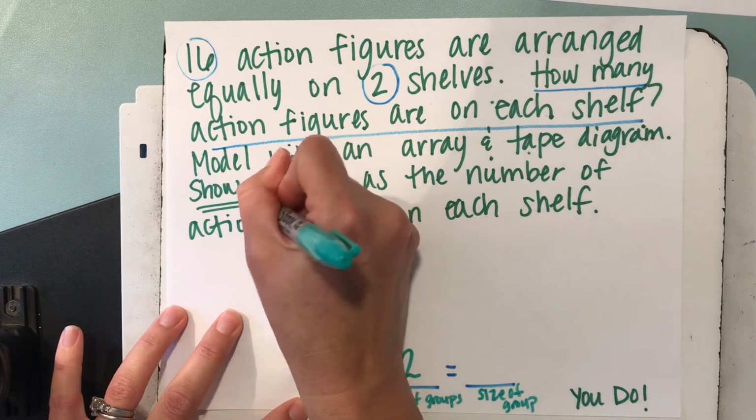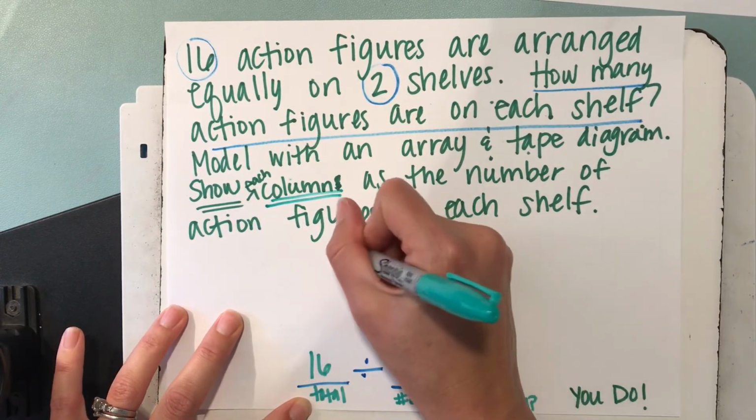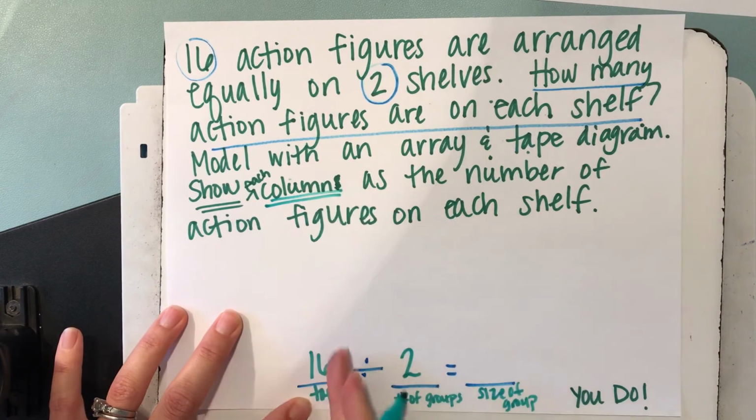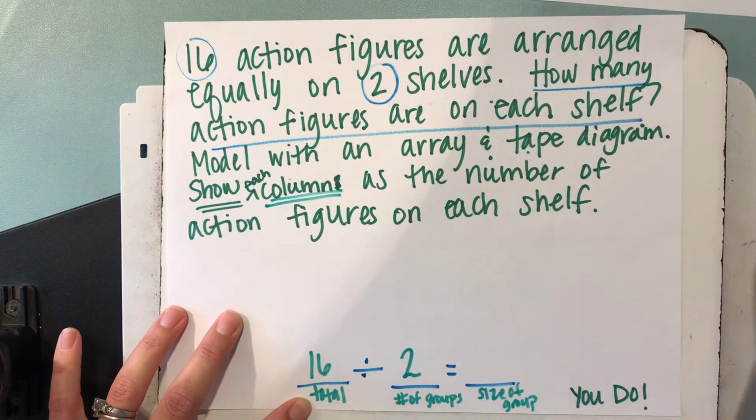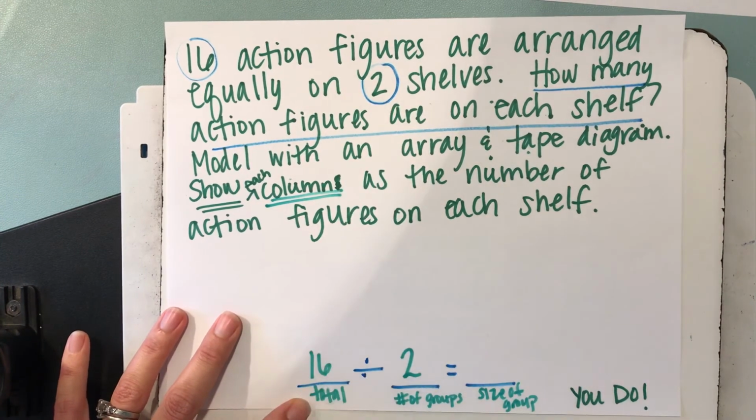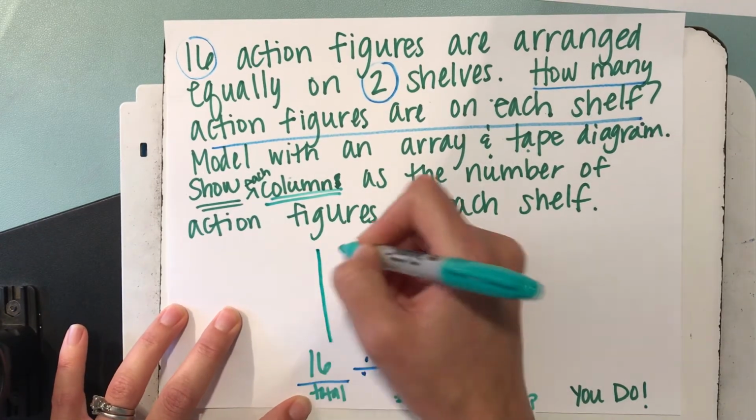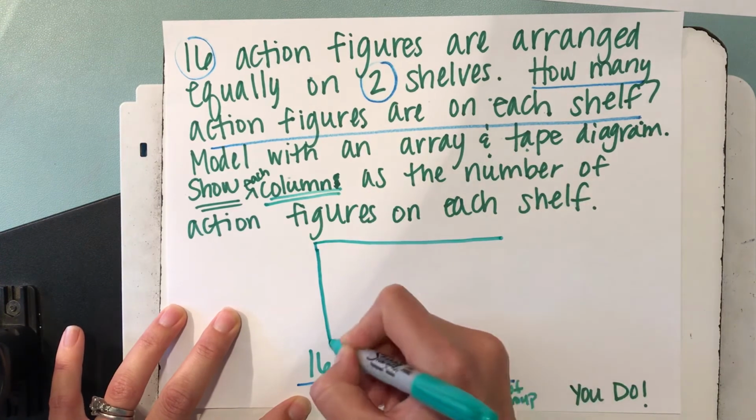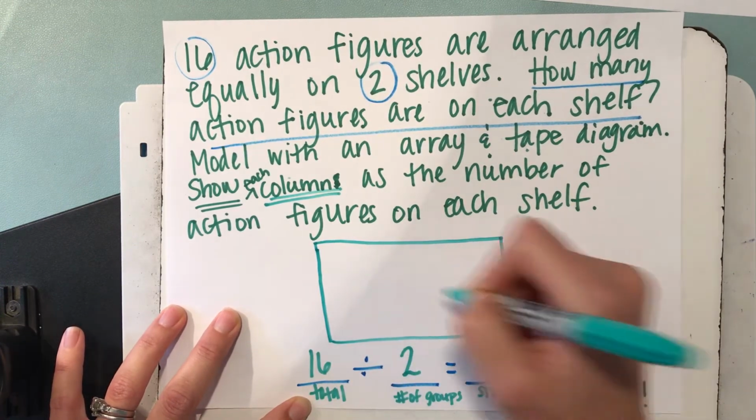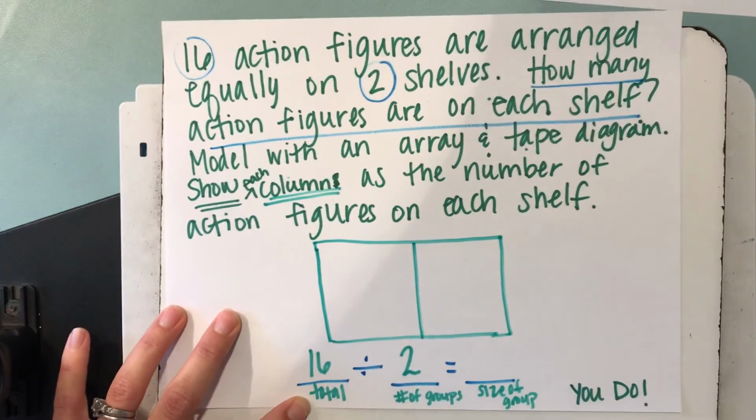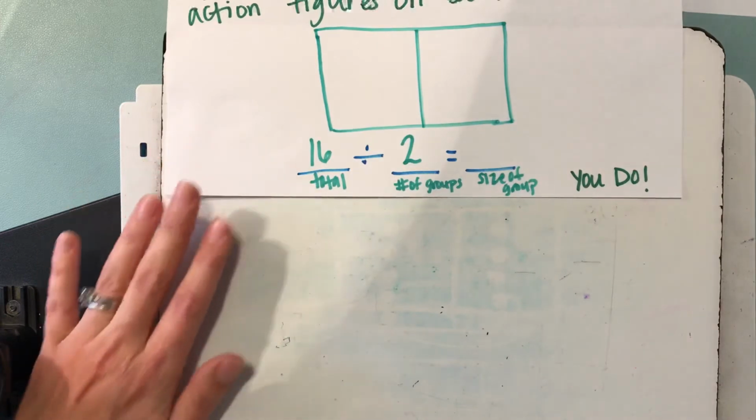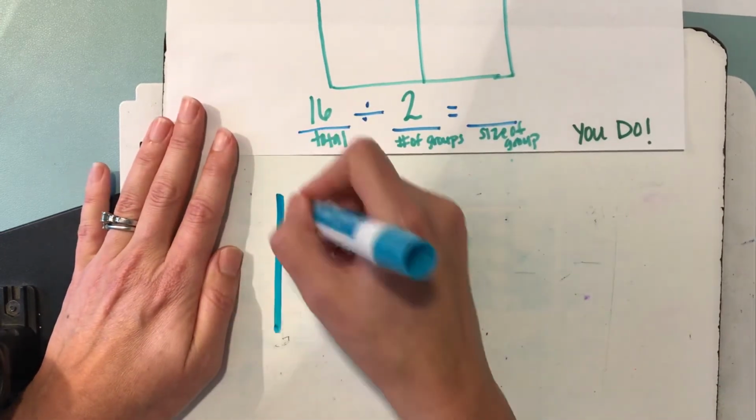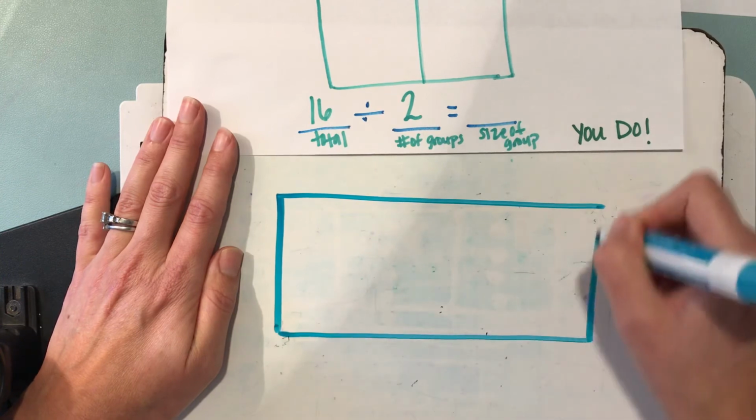They want us to do this in columns. So it means when you draw your dots, they should be straight up and down, not side to side. So we already know that we have how many groups? 2. So this is nice because we can go ahead and draw our tape diagram because we already know the number of groups. There is my 2 groups. And I have run out of room. I think I might have to draw down here. This might be easier. There we go. That way you guys can see it.